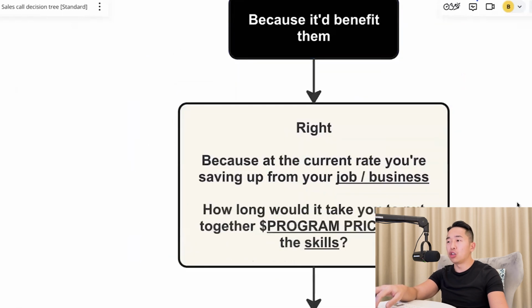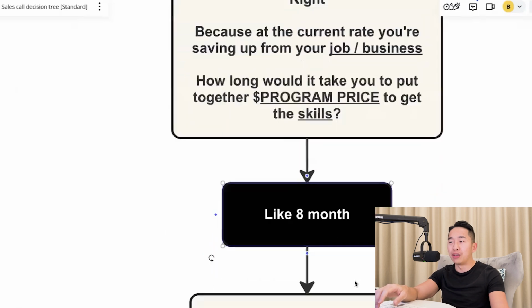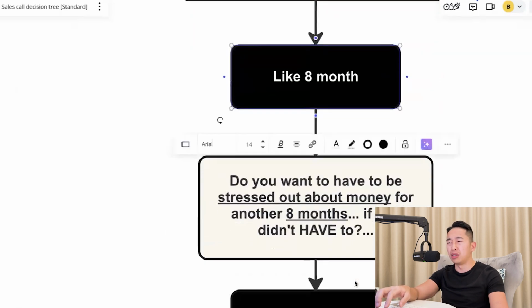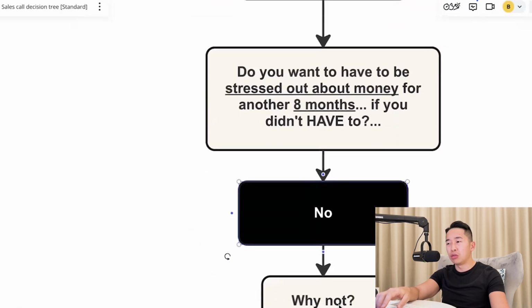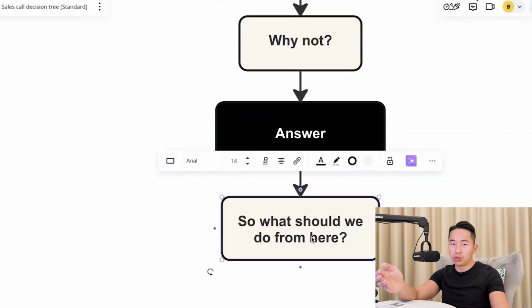Right. Because at the current rate you're saving up from your job or your business, how long would it take you to put together however much the program price costs? Or whatever they want in terms of actually retiring their parents, right? How long would it take you to actually retire your parents? Like, well, it will never happen. It was like, it'll take 8 months. I mean, do you want to keep being stressed out for another 8 months if you didn't have to? It's like, well, no. Well, why not? Well, because it's already stressful right now. Right. So what do you feel like you should do?